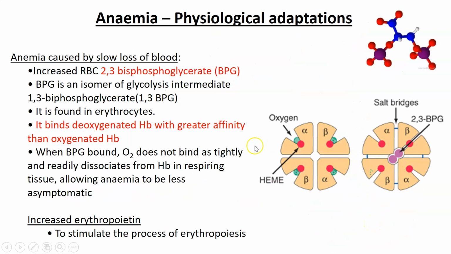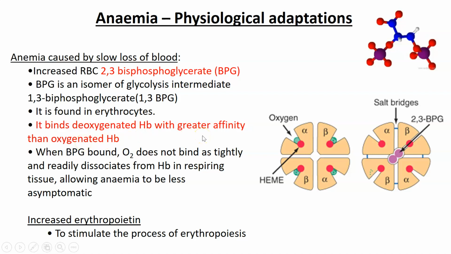This 1,3 biphosphoglycerate is converted to 2,3 biphosphoglycerate. The thing with this molecule here is that it actually binds to hemoglobin. It binds to deoxygenated hemoglobin with greater affinity than oxygenated hemoglobin.